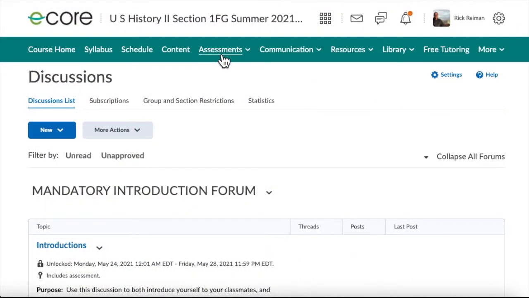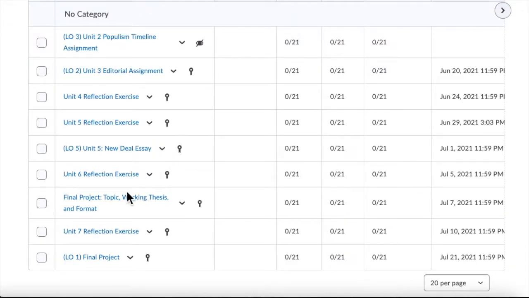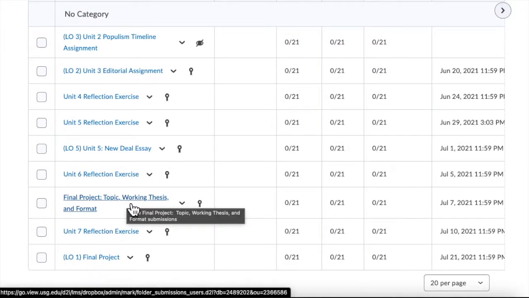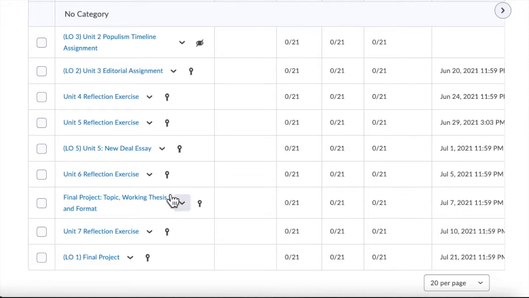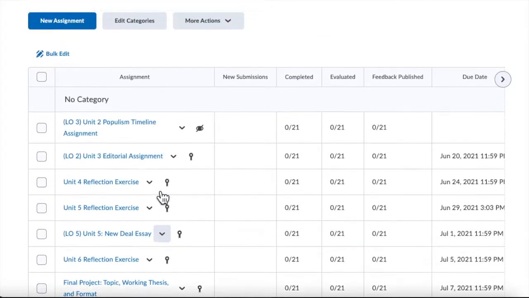If we go back up to Assessments and then go to Assignments, you see that the final project topic, working thesis, and format is right here, and it's due on July 7th. So that's where you can find information about that.